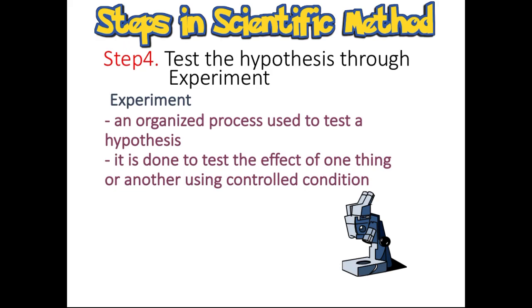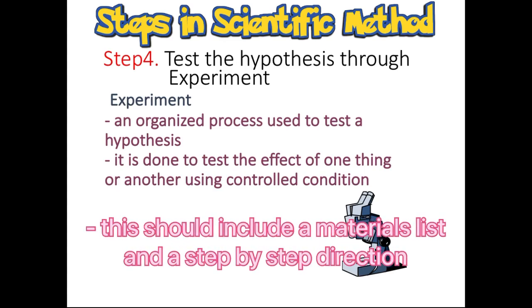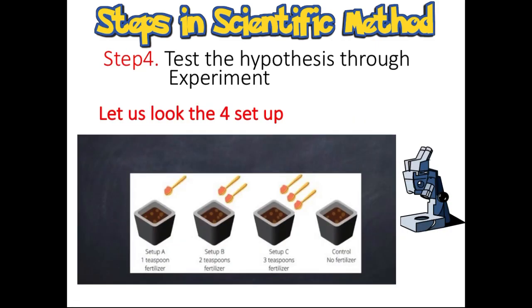An experiment is an organized process used to test a hypothesis. It is done to test the effect of one thing or another using a controlled condition. This should include a materials list and a procedure with a step-by-step direction. Now, if you have already the materials needed, in the step-by-step direction or procedure, it's time for you to do the experiment. Now, let us look at the four setup.